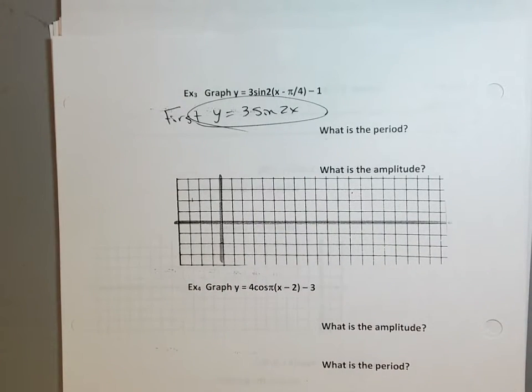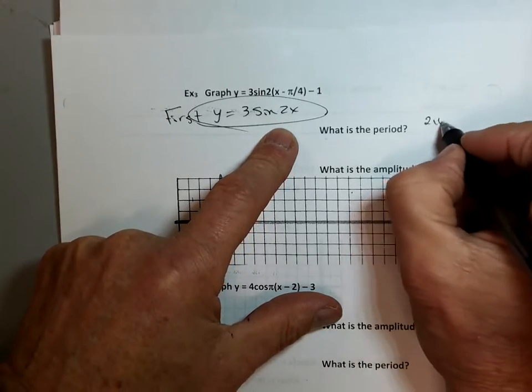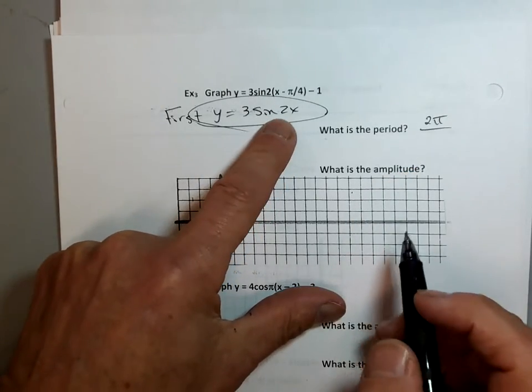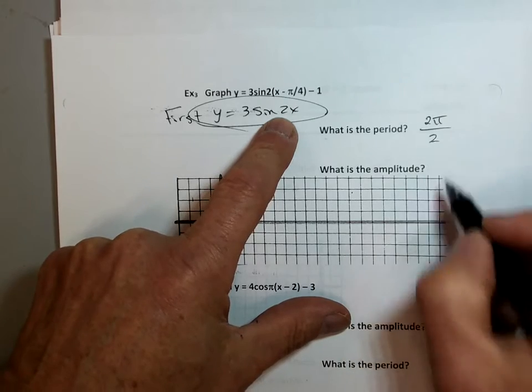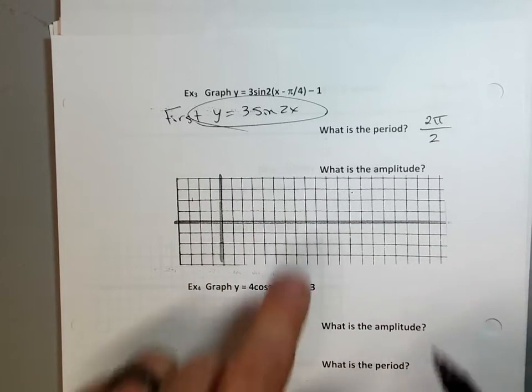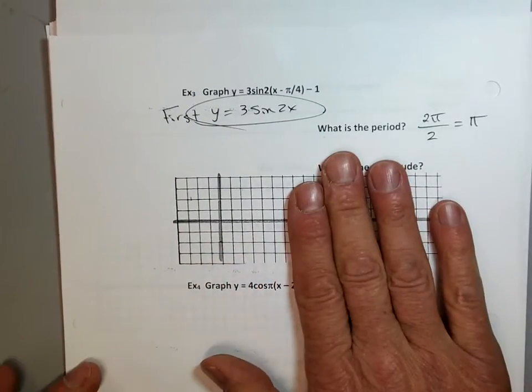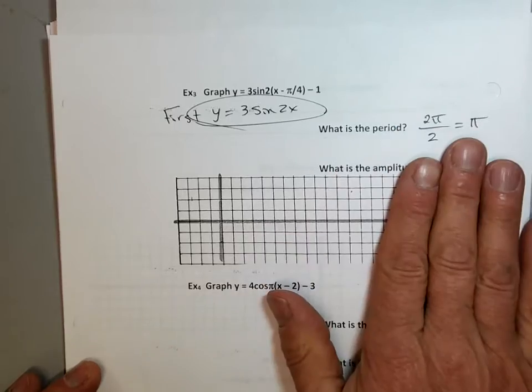So what's the period? Well, the way we find our period, it's always 2 pi divided by your frequency, okay? The period is how wide is my new curve? Well, it's going to be pi. So I'm going to put one curve in 0 to pi and the second curve in pi to 2 pi, okay?